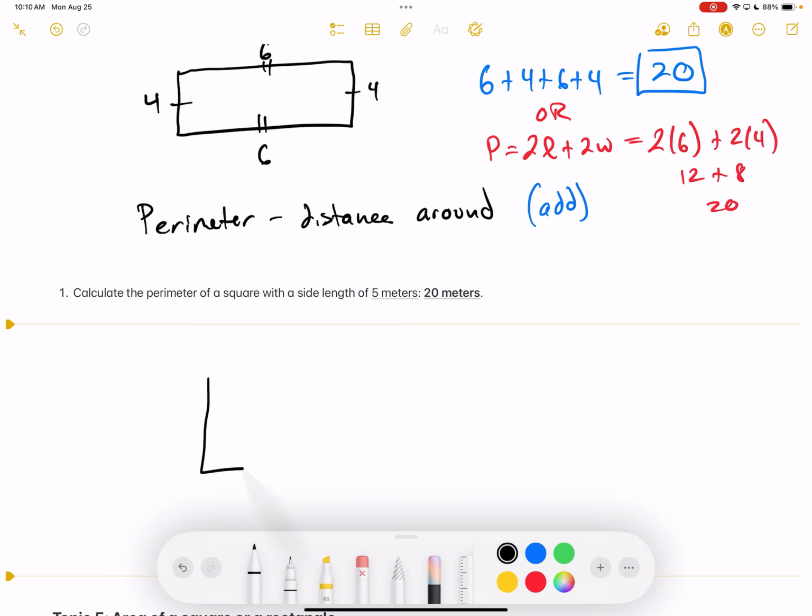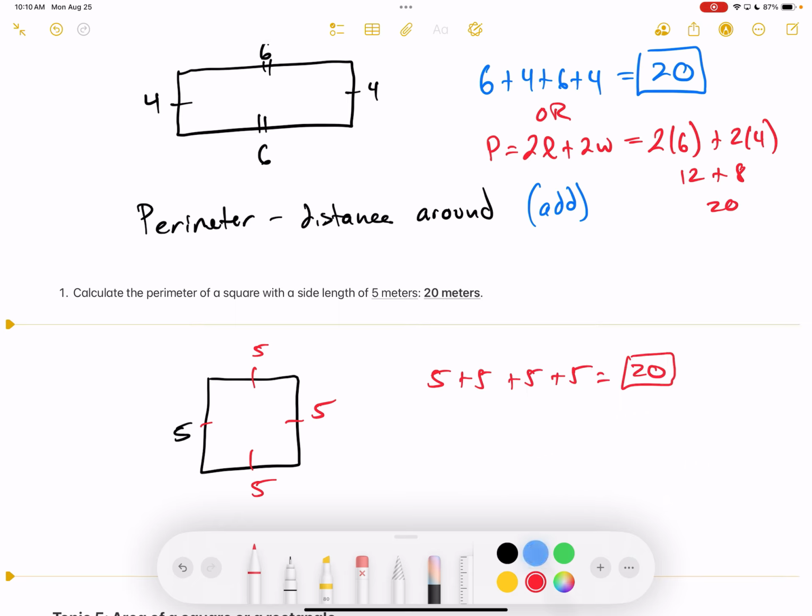Calculate the perimeter of a square with the side length of 5. If one side is 5, that means all my other sides are 5 as well. So you can do 5 plus 5 plus 5 plus 5, and it is 20. Or with the square, you can do 4 times the side, which is also 20. Because they're all the same, I have 4 5s, so I can just do 4 times 5.